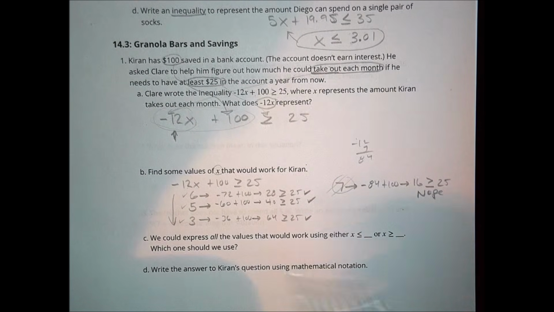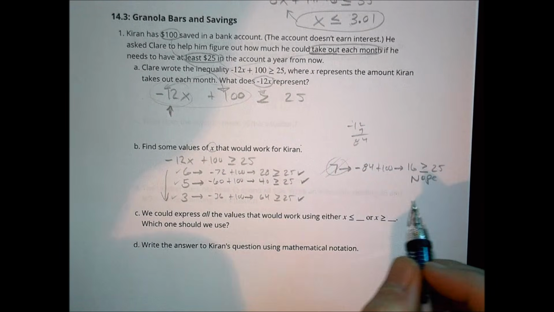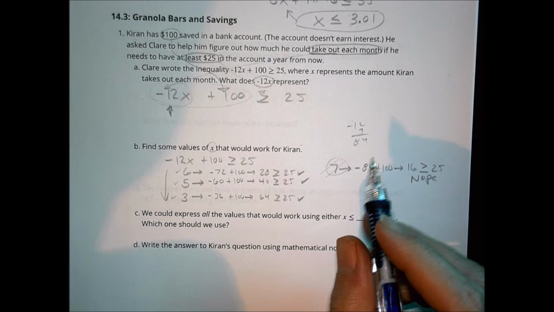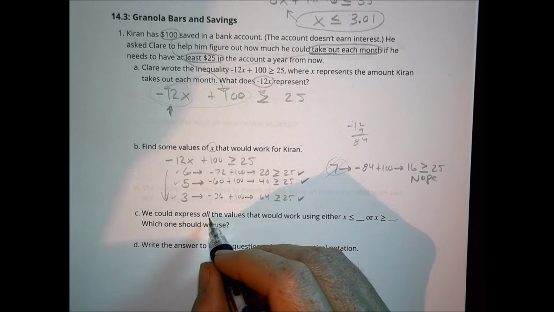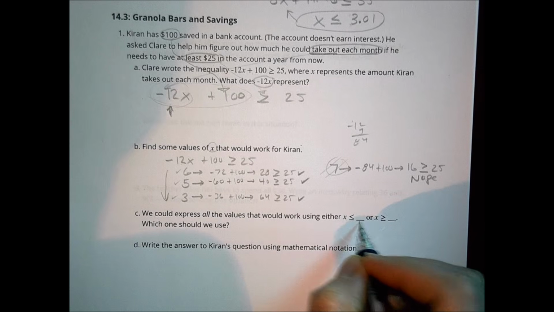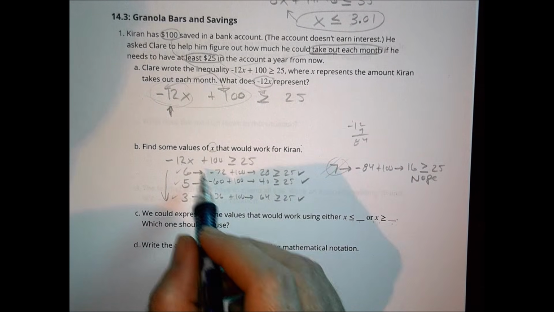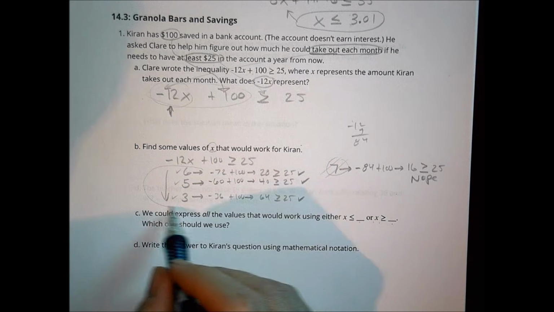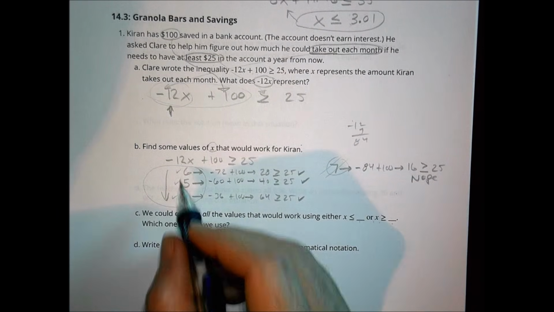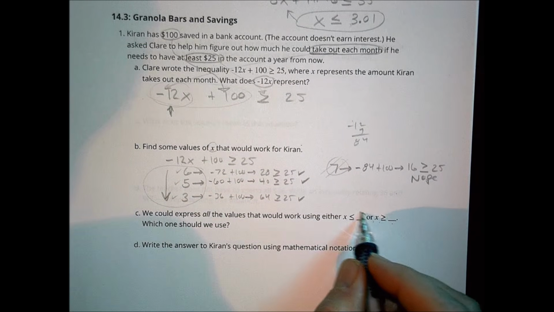And we can find the exact number in a second, but that's just kind of looking at it, using some numbers and doing some estimation there, right? And doing some work. So we could express all the values that would work using either x is less than a number or x is greater than a number. Which one should we use? Based upon our work so far, we should say x should be something less than a number. Less than. X should be less than.